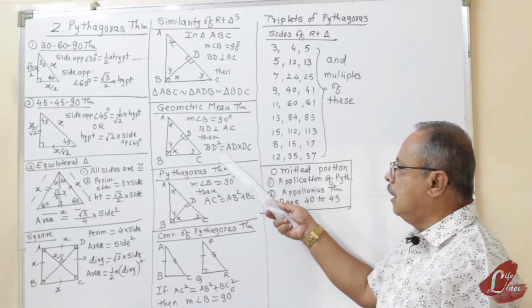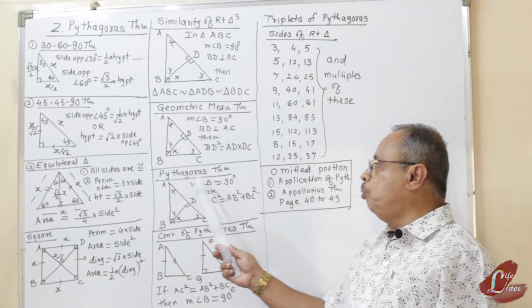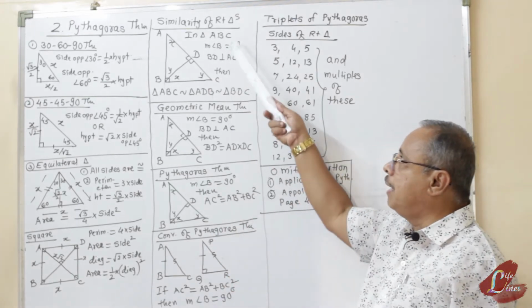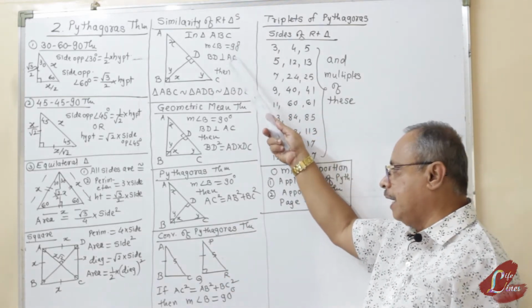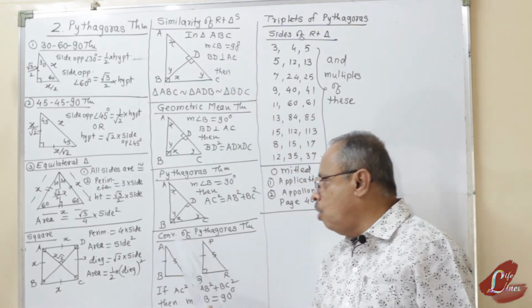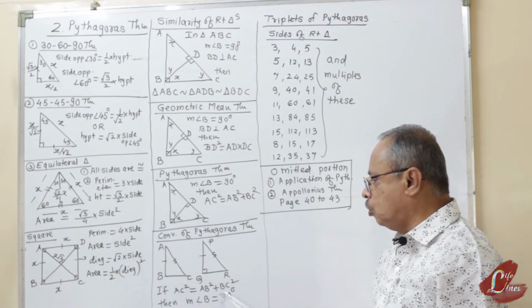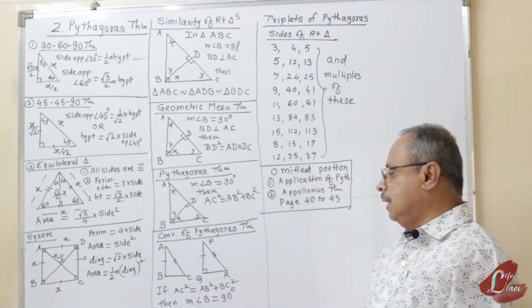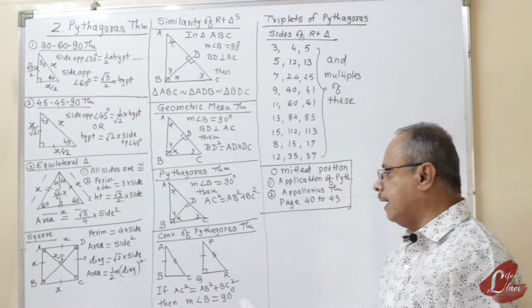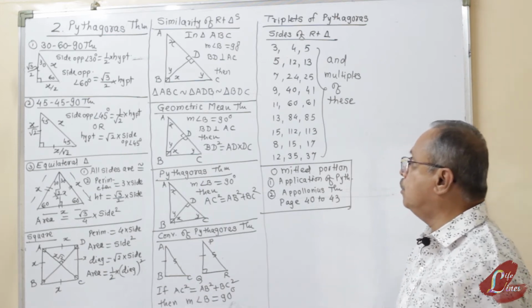Here in 10th standard, we are going to prove the Pythagoras theorem by using the similarity of right angle triangle property. Now the converse of Pythagoras: if the square of the larger side is equal to the sum of the squares of the other two sides, then that triangle is a right angle triangle, that is, the measure of angle B is equal to 90 degrees.